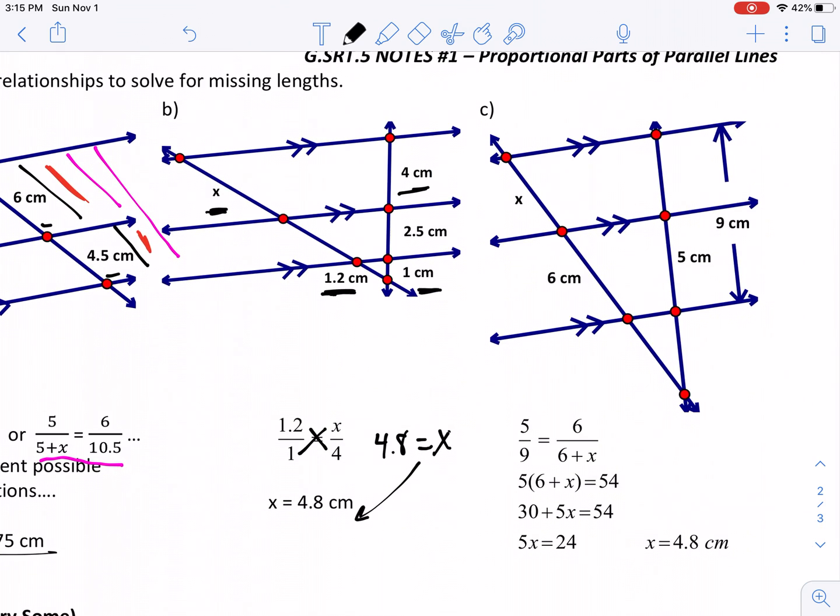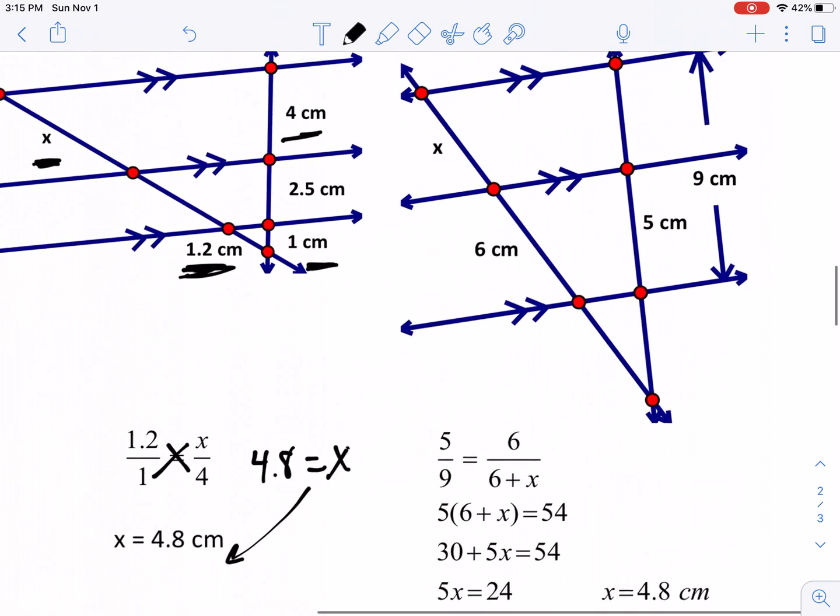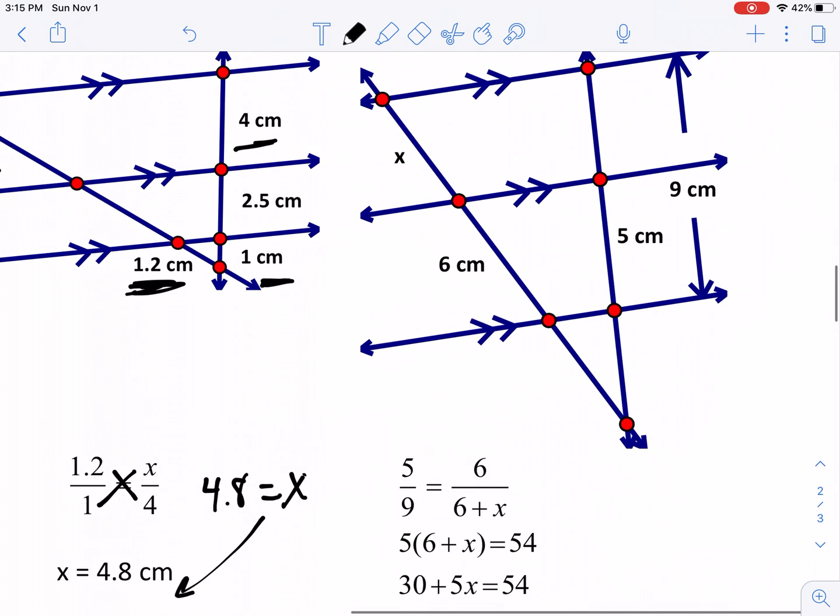We could also set it up in different ways. We could have said 1.2 over x is going to be the same thing as 1 over 4. There's different ways we can get to the same answer. Now, this next example here, they're actually going to use the total length and use that as part of the proportion here.